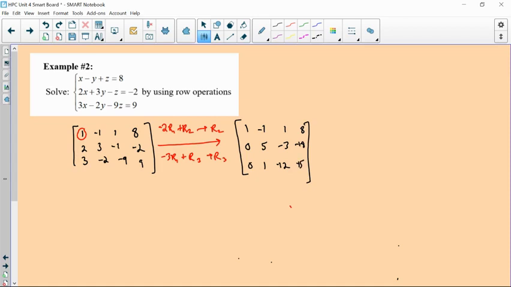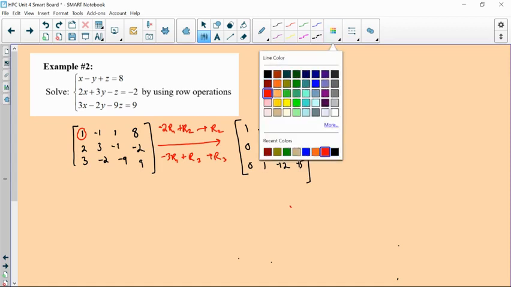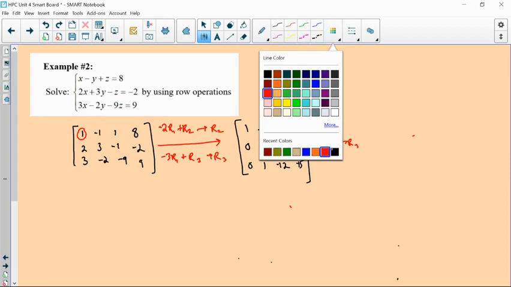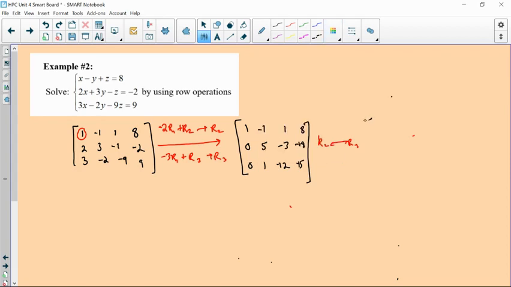Okay, so now I want to get a 1 in the middle. And I think I might just do a row swap since there's already a 1 here. So what I might do is just swap row 2 with row 3, so that way I do have that 1 there. When you do a row swap, it's probably best to just do 1, -1, 1, 8.